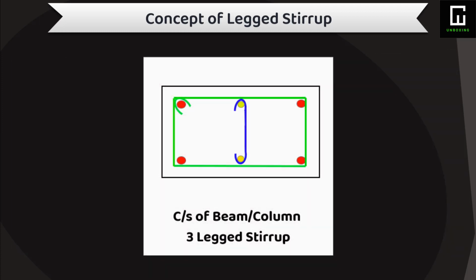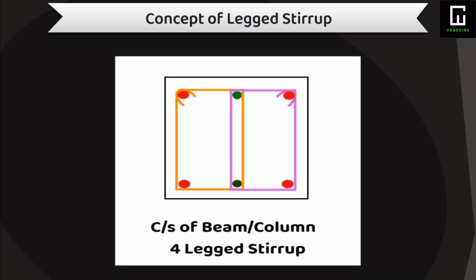Now in the third type of diagram of a column or beam, we can see that the cross section has 6 longitudinal bars. Out of those bars, 4 bars are at the corner side and 2 bars are on the inner side of the cross section. So here also we can provide one link for the inner bars and one rectangular ring or stirrup having two legs, and that is why we can say that the beam or column is reinforced with 3-legged stirrups.